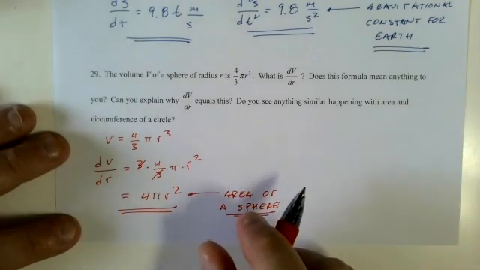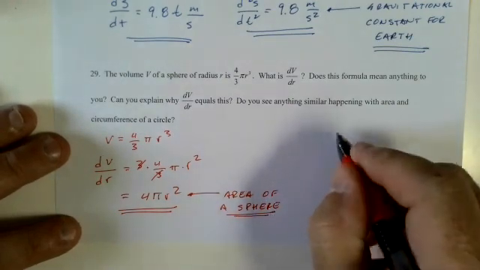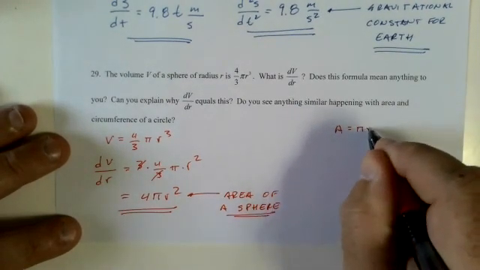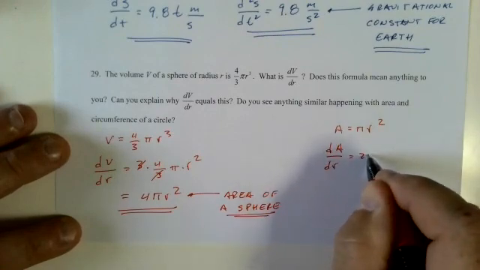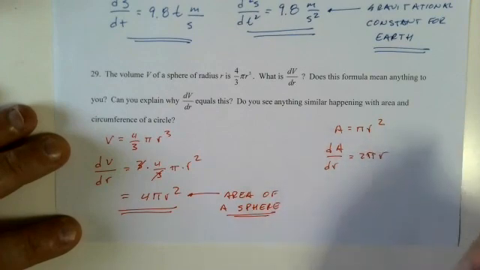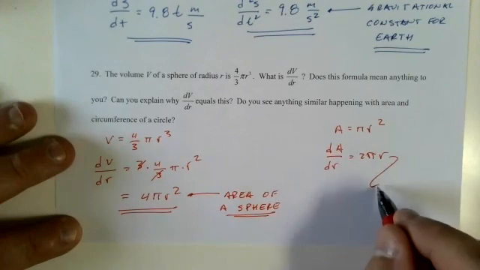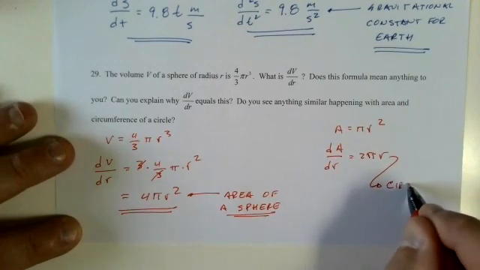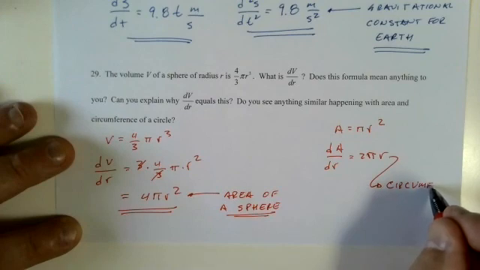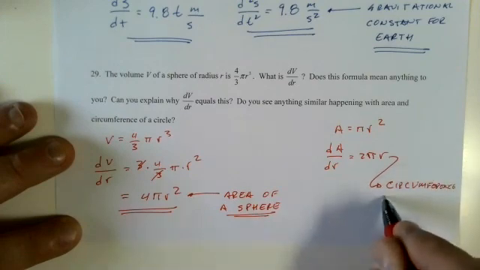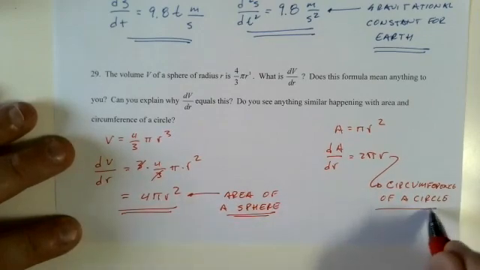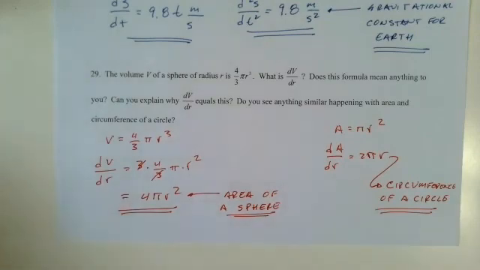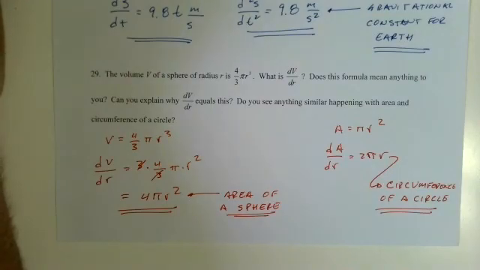Now, what about area and circumference of a circle? Well, area is pi r squared, dA/dr is 2 pi r. Oh, that's the circumference of a circle. That's cool stuff. All those formulas have been getting jammed down your throat in geometry forever. They actually mean something. Good luck and happy mathing.